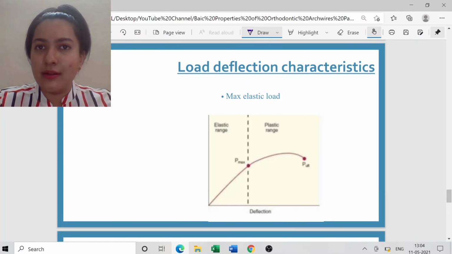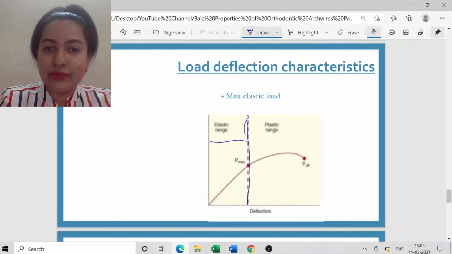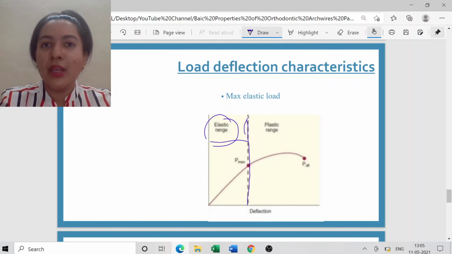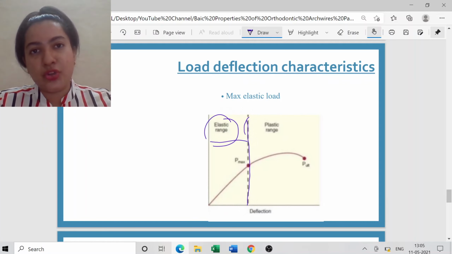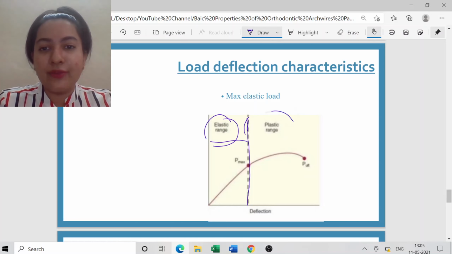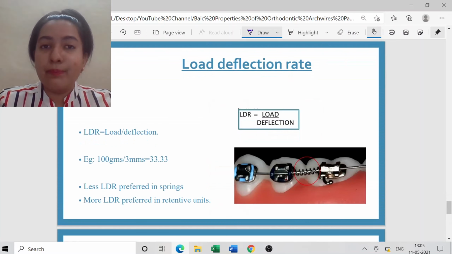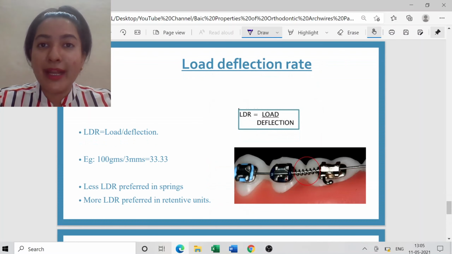See, this is one graph which you all know, that this deflection line which you can see, dotted line, on the left hand side of this is the elastic range where my stress and strain is proportional, my wire is not deformed, it will come back to its original position and shape. But beyond a particular limit, it will behave in a plastic manner where it has been permanently deformed. Okay, so based on that concept, what is my load deflection rate?